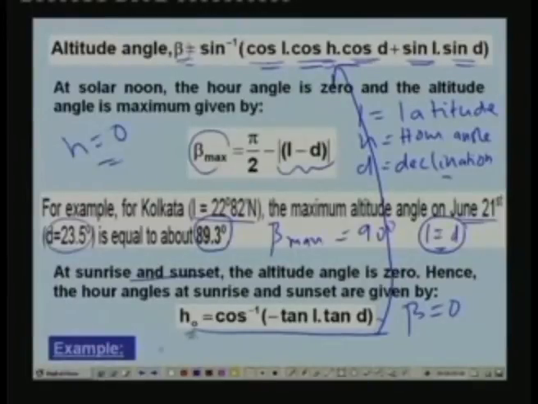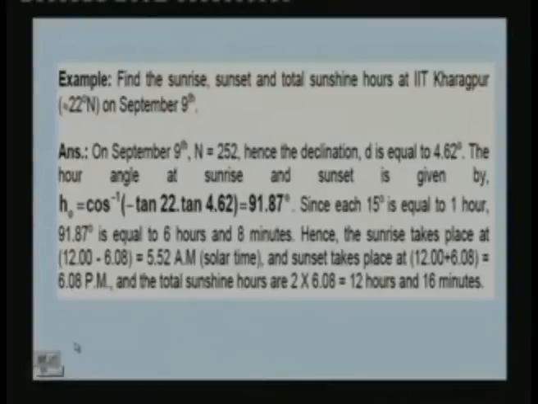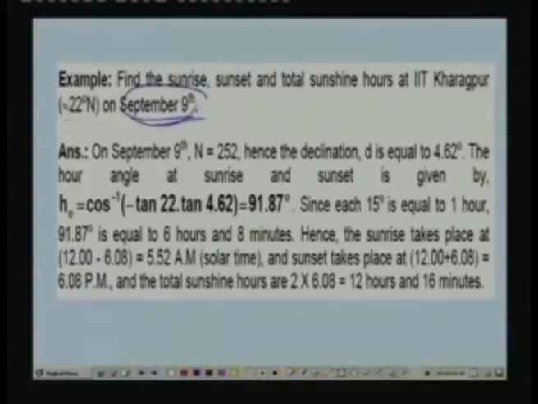So, H naught is the hour angle at which the sun rises or sets. That is given by cos inverse of minus tan L into tan D, where L is the latitude and D is the declination. Let me give a small example. I would like to find out the sunrise, sunset and total sunshine hours at IIT Kharagpur on September 9th, that is, how many hours of sunshine are available at this location, which has a latitude of 22 degrees. That means L is equal to 22 degrees north.